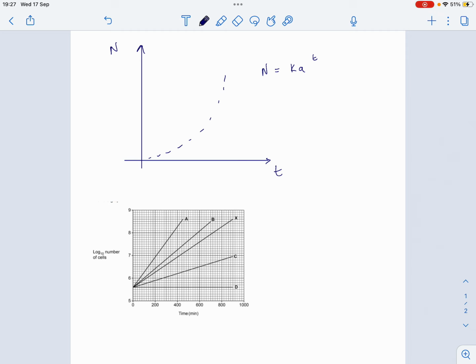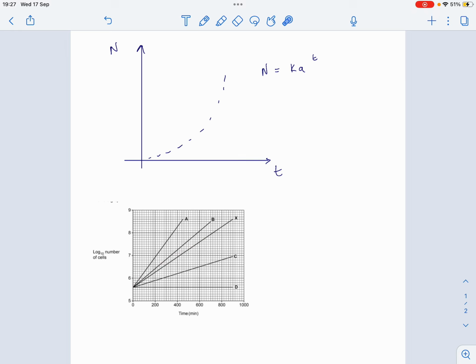There's quite a lot going on in that question, I must admit. So, big ideas here are that when you have an exponential growth or decay, when you take logarithms of this, you end up with a straight line relationship.